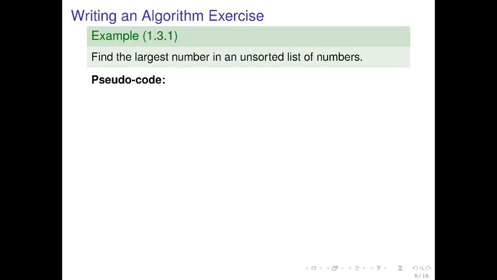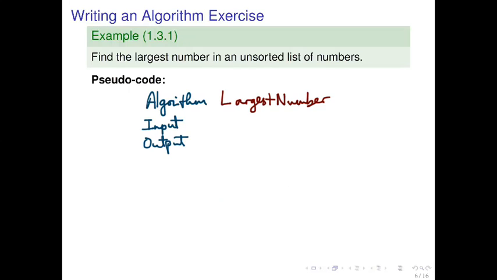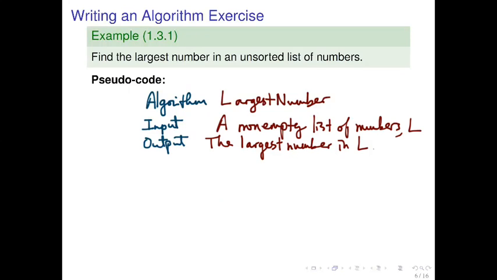To write a pseudocode for this, we need to have the algorithm's name, the input, and the output of your result. We're going to call this algorithm largest number. Now think about what you actually put in as an input and what would come out as an output. Well, because we're finding the largest number in an assorted list of numbers, the input must be the actual list of numbers, and the output must be the largest number in this list.